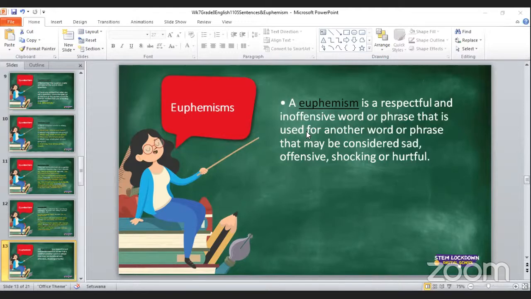So a euphemism is a respectable and inoffensive word or phrase that is used for another word or phrase that may be considered sad, offensive, shocking, or hurtful. I know you have heard of euphemisms. We use euphemisms. Usually, you will realize that we use euphemisms when we talk to older people. We use euphemisms maybe when we are eating, when we are on the table and we want to say something which can really be interpreted as being disgusting.